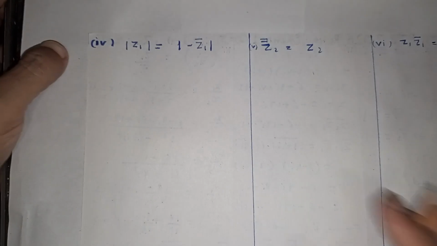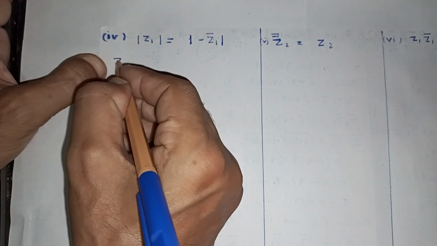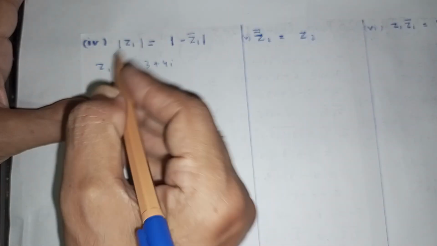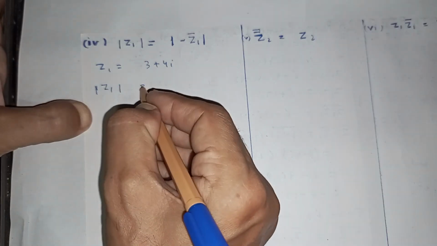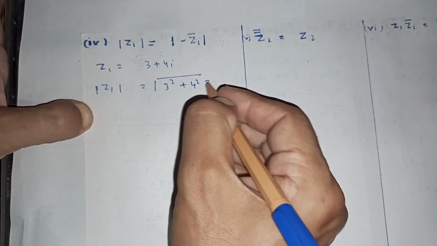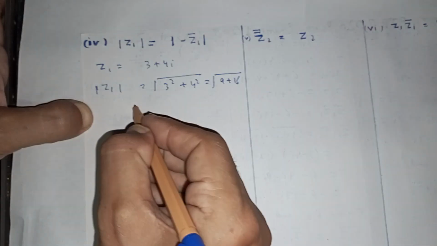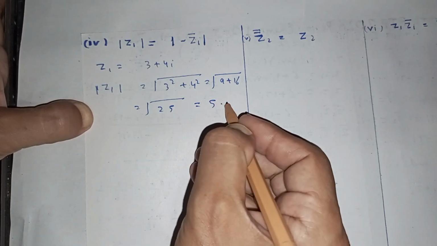Now come to the fourth part, Z1 modulus. We have Z1 is equal to 3 plus 4 iota, and then take its modulus, Z1 modulus, which will become equal to the square root of 3 square plus 4 square, the root of 9 plus 16, that is equal to the square root of 25, and that is equal to 5. Equation 1.